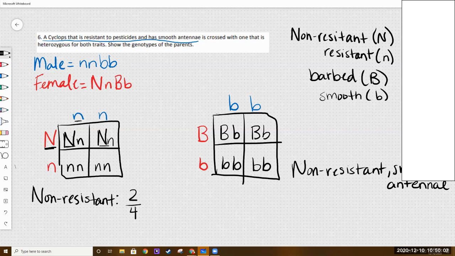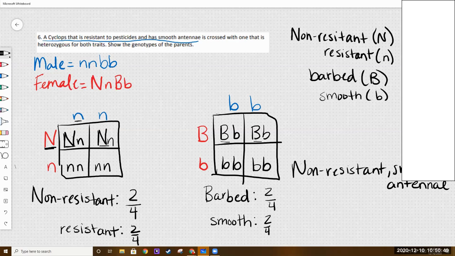For my resistant, it's the recessive, and the only way you can have the recessive trait is to have little, little. So in this case, I have 2 lowercase n, that's 1, 2 lowercase n, that's 2. So 2 out of 4 would be resistant. Then over here, barbed is my dominant feature. So 2 out of the 4 boxes would be barbed. And then smooth antenna, we would have 2 out of the 4 boxes.